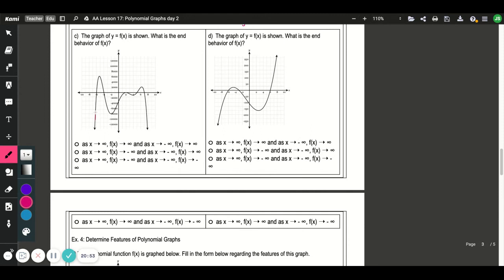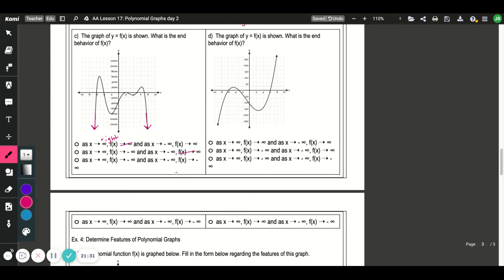Okay, so the left-hand side points down, and the right-hand side points down. So as x goes to positive, that means the right-hand side, as x goes to positive, your graph is going down. That doesn't go up, because that's positive. As x goes to the right, f of x goes negative. It goes down. Okay, that one's good.